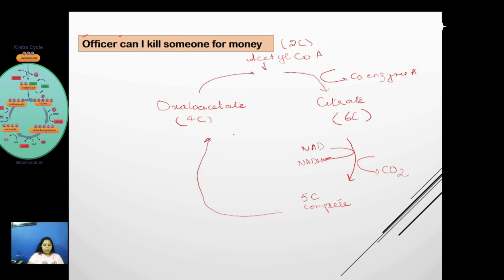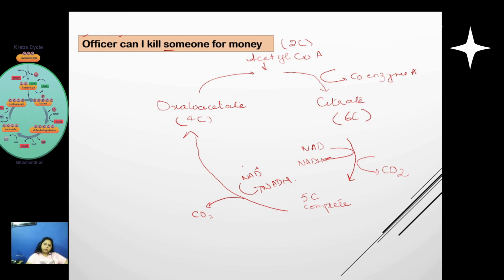Then this 5 carbon compound has to make the next one. Sorry about my cycle, it doesn't look like a cycle at all. Let me remake it. Okay, so here succinate is formed, then fumarate, then malate. So there are many intermediate compounds formed. The 5 carbon compound again has to make a 4 carbon compound. Carbon dioxide will be removed and NAD is reduced to NADH. Clear? Then FAD is reduced to FADH2.